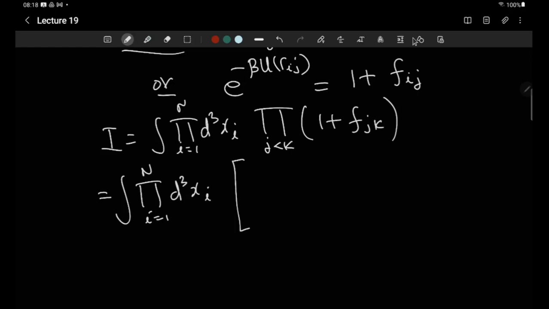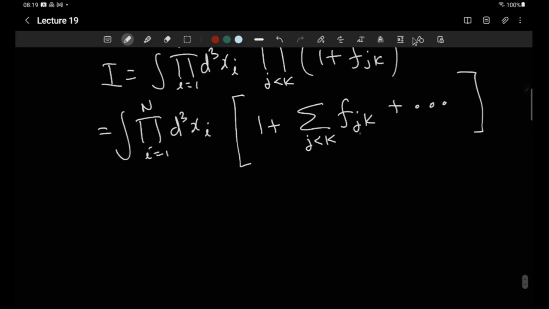Okay, times. So I can expand this. And there will be higher order pieces, and this is where there will be terms with multiple f's: f_j,k, f_k,l, etc. So additional terms. But for our analysis, I'm just going to take the first set of terms. Okay, so this is what we have.